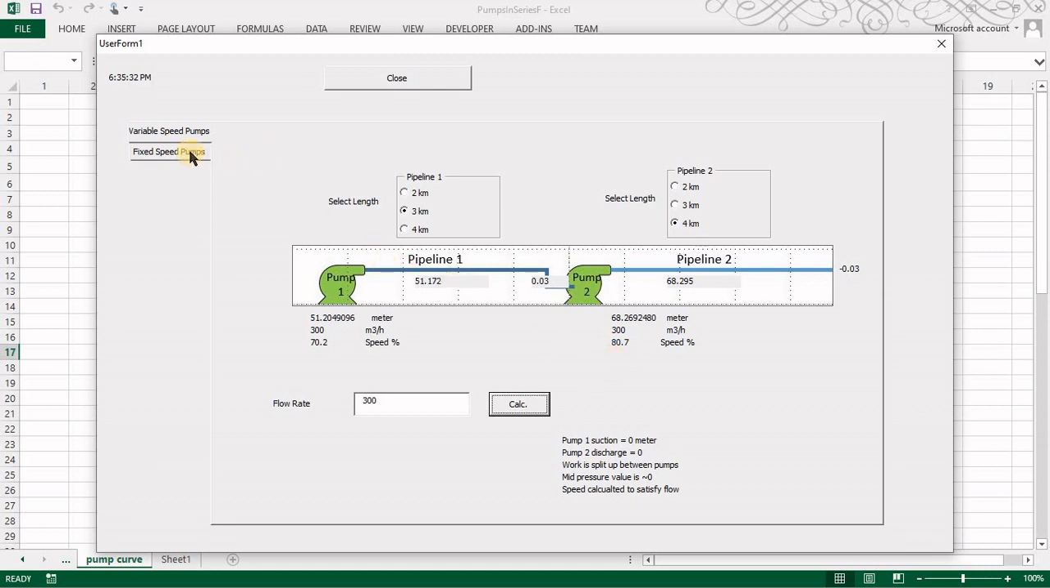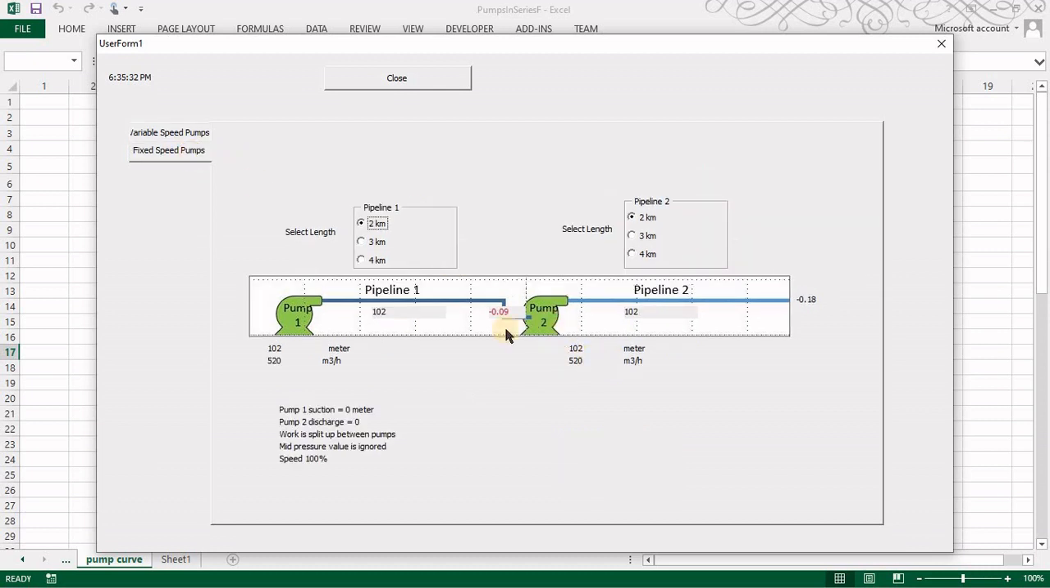Now we'll see a different scenario where we run both pumps at the same speed, and we run them to the maximum. So we'll see what's happening here. If we have 2 kilometer and 2 kilometer, the maximum flow rate in this case is 520 meter cube per hour. Both pumps are running at 100%.